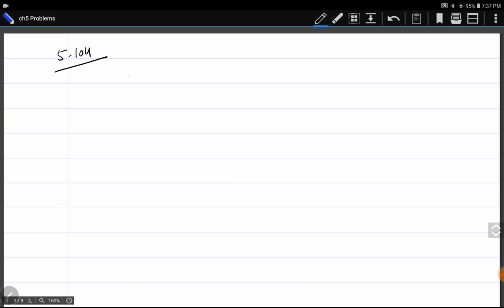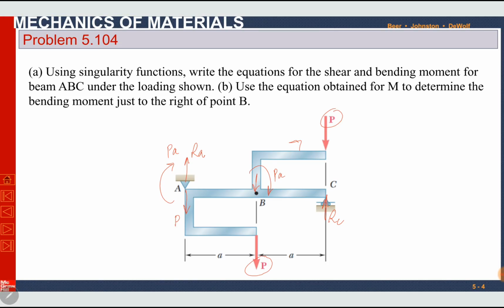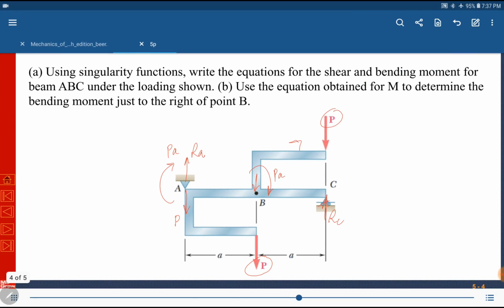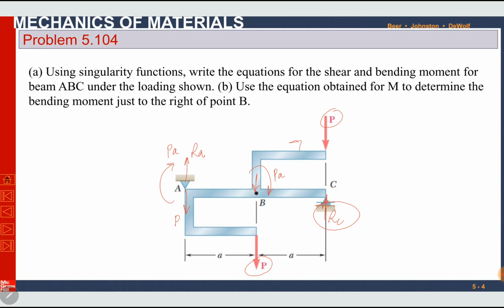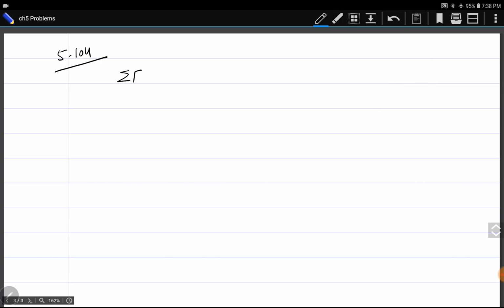Summation of forces is equal to 0. How many forces are there? Before that, I want to keep summation of moment actually. We do not need this force. This is at the right end, and for singularity functions, we do not need the force at the right end. This is not useful in our calculation. So I want to take moment at point C so that we do not need to calculate this force. Summation of moments at point C is equal to 0.